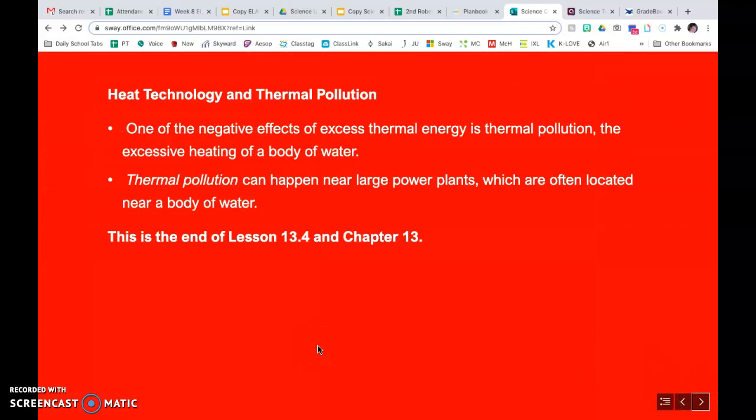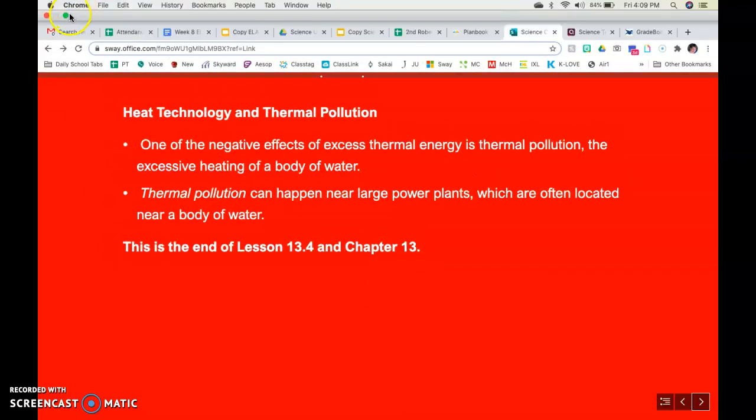One of the negative effects of excess thermal energy is called thermal pollution. So basically, the excessive heating of a body of water. You typically have thermal pollution occurring near large power plants, which are typically located near bodies of water because they need the water to help cool the plants down and to help the plant run. So we need to be careful with this, and we may need to take care of our environment. But heat energy and heat technology are all things that we're still trying to become better at, to become more efficient. So this concludes lesson 13.4 and also chapter 13.